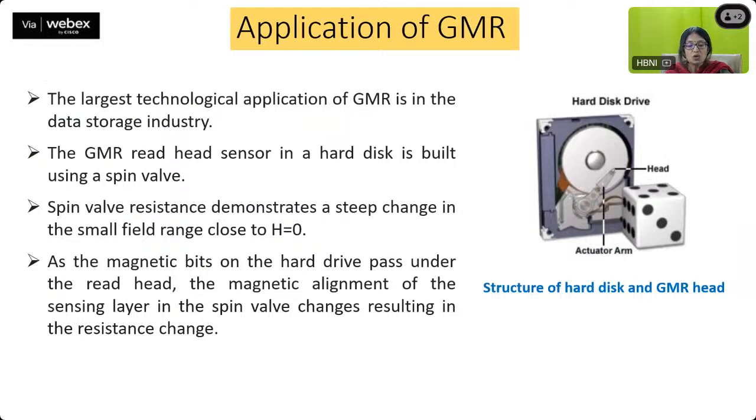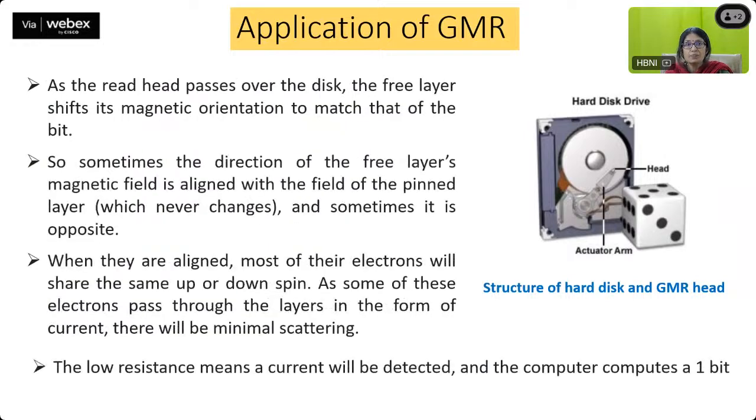As the magnetic bits on the hard drive pass under the read head, the magnetic alignment of the sensing layer in the spin valve changes, resulting in the resistance change. So as the read head passes over the disk, what happens? The free layer shifts its magnetic orientation to match that of the bit. So sometimes the direction of the free layer's magnetic field is aligned with the field of the pin layer, which never changes, and sometimes it is opposite.